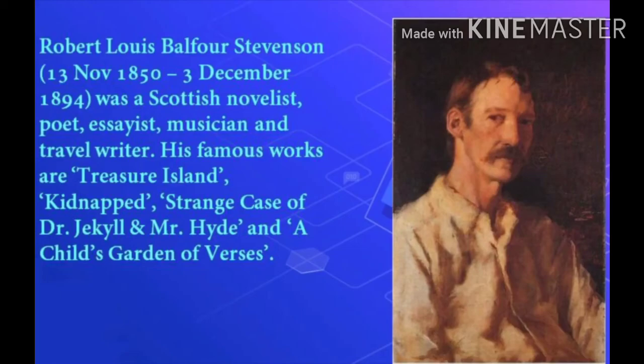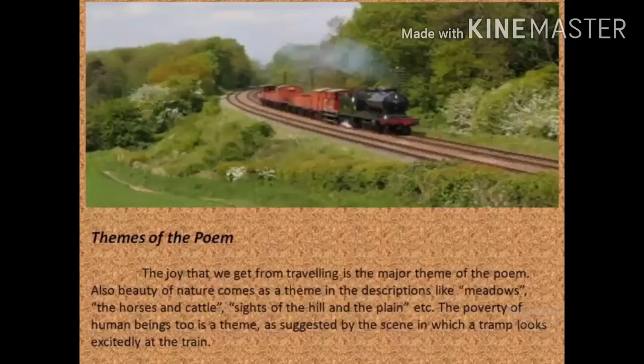Robert Louis Stevenson's famous works are Treasure Island, Kidnapped, Strange Case of Dr. Jekyll and Mr. Hyde, and A Child's Garden of Verses. The joy that we get from traveling is the major theme of the poem. Also, the beauty of nature comes as a theme in the description, like meadows, the horses and cattle, sights of the hill and plain, etc. The poverty of human beings too is a theme, as suggested by the scene in which the tramp looks excitedly at the train.